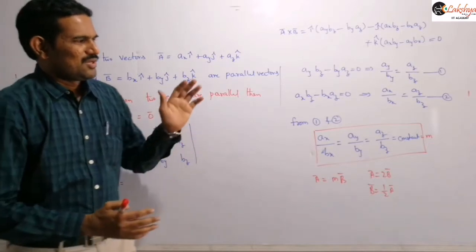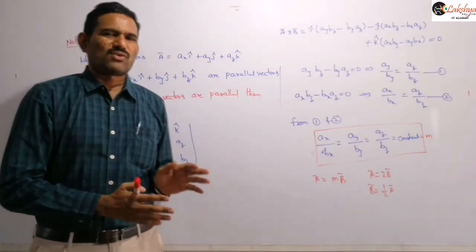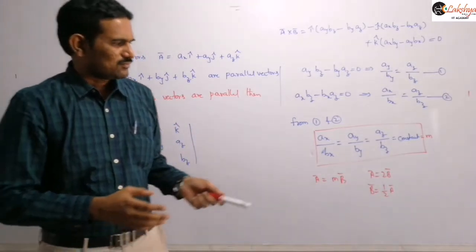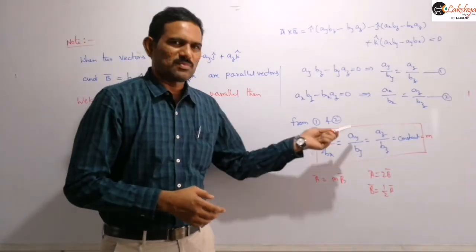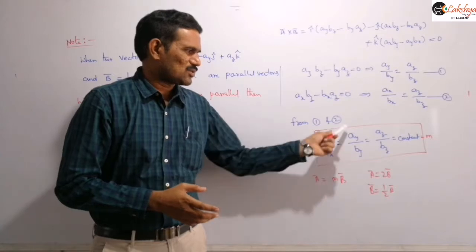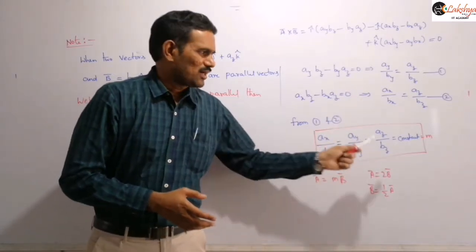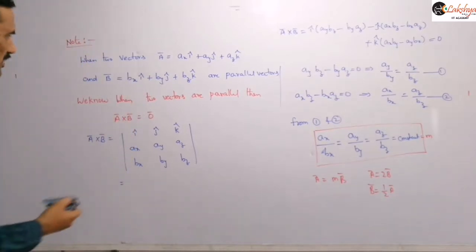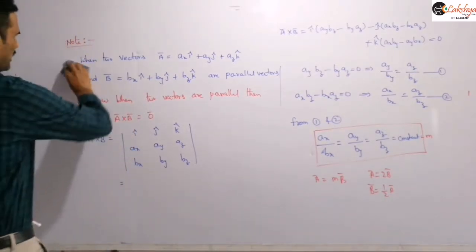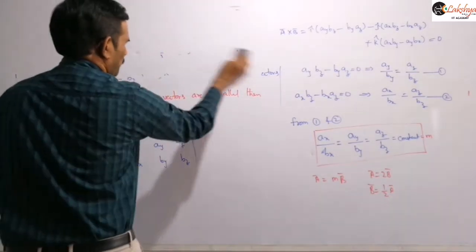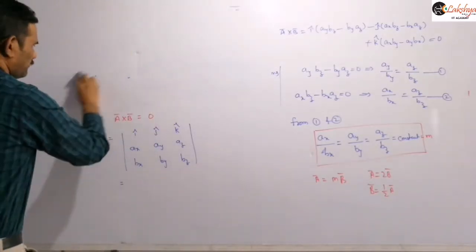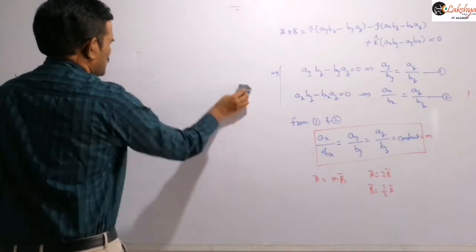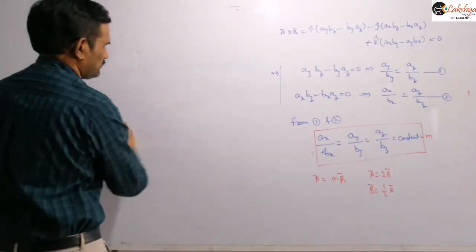Clear? So this is the condition that we need to use when two vectors are parallel to each other. When two vectors are parallel, the ratio of these coefficients must be the same. That is, ax by bx should be equal to ay by by, and that should be equal to az by bz, right? So I will give an example based on this, so that you will get clarity about that. So that is a condition to be used in that case.